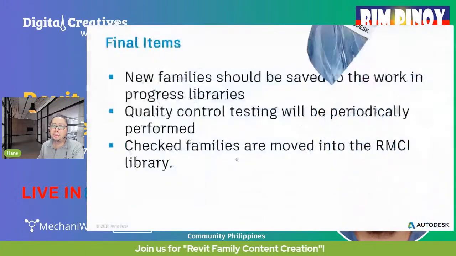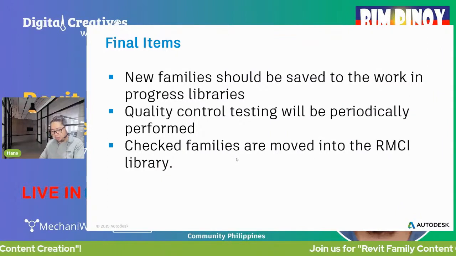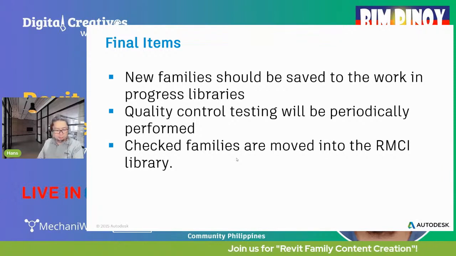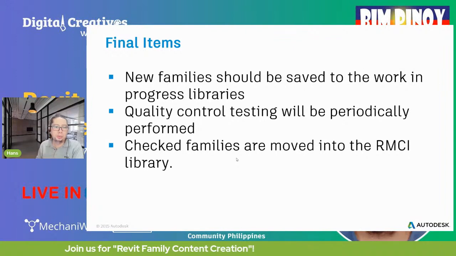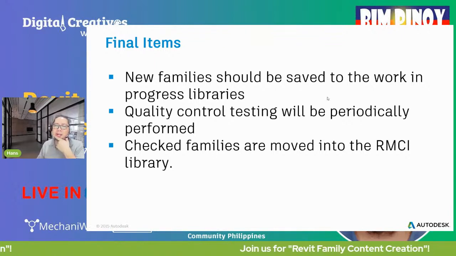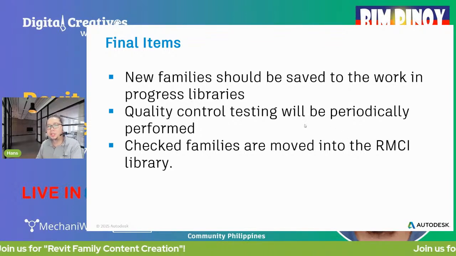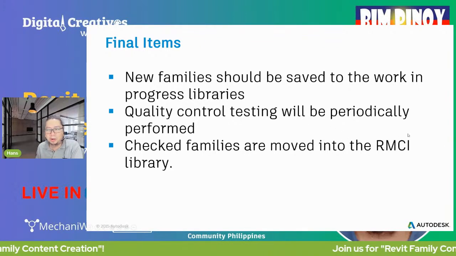So in finishing up, a new family should be saved in a work in progress library. As a step further to have some quality control and quality check, this new family should be saved in the work in progress library, and quality control testing should be periodically performed. Check families that are moved into it. Actually, this is one of our clients which we made.